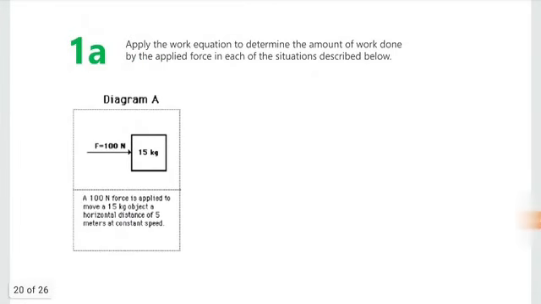Okay, so in this problem, i-apply natin yung work equation para malaman natin yung amount of work done by the applied force. So let's take a look at diagram A. So this is 1A. So the applied force amounts to 100 newtons. 15 kilogram daw, but we won't be using that in this problem. O, tingnan mo kung saan, sa description, kung saan siya nag-displace. So, horizontal displacement, total of 5 meters. So, this is your displacement, if you would draw the arrow.